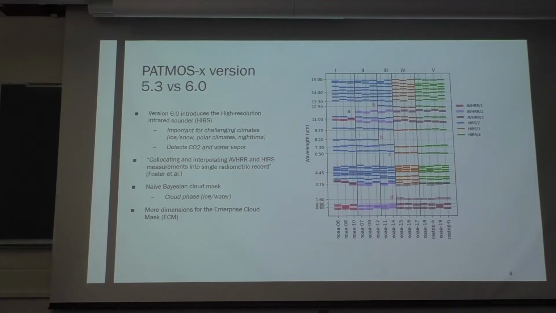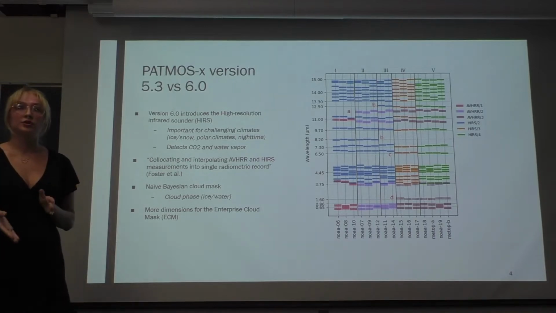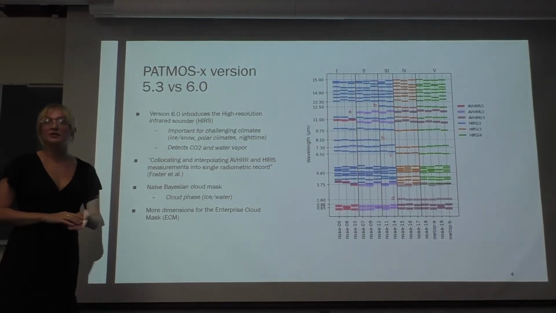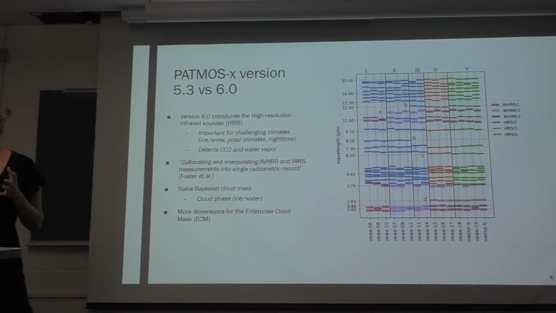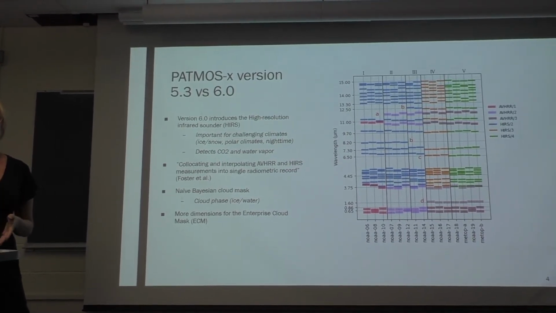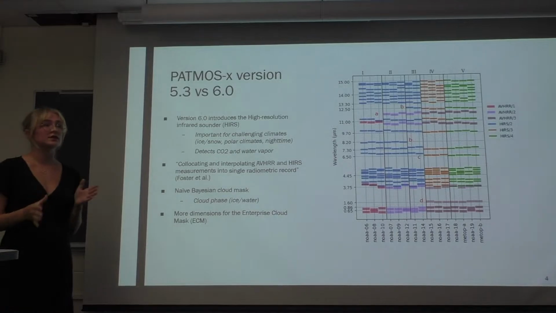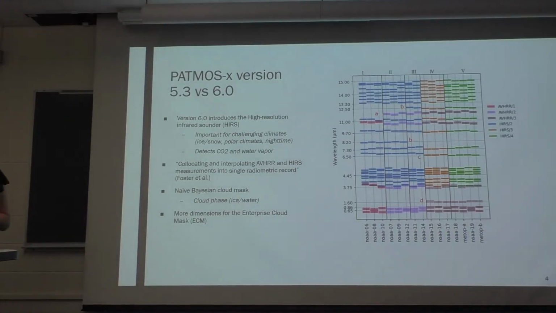One of the main focal points was the difference between the previous PATMOS-x version and this version 6. One thing that version 6 added was the High-resolution Infrared Radiation Sounder, called the HIRS. This gives a better idea of challenging climates when detecting clouds, specifically when there's ice and snow on the ground, any sort of polar climates where it's very cold near the surface, and at nighttime. It helps to detect CO2 and water vapor to give us an idea of whether a cloud is actually present at the location being observed.